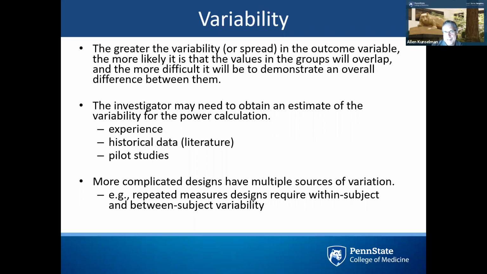So the investigator may need to obtain an estimate of this variability for the power calculation. And again, how do you get that? Pilot studies, historical data, literature, or your best clinical experience, or, not to be clinical, your best experience on the topic. And more complicated designs have multiple sources of variation. For example, repeated measures designs have within subject as well as between subject variability. So you could have multiple sources of variability.